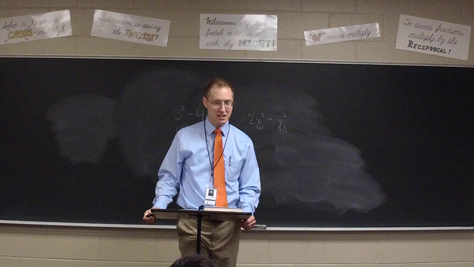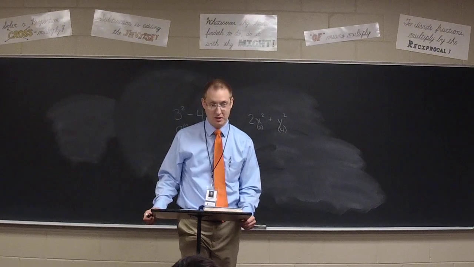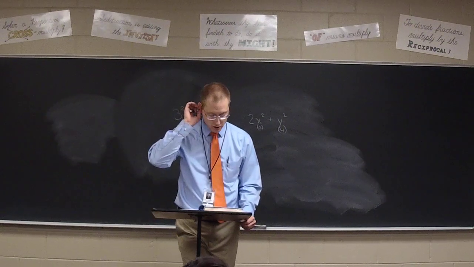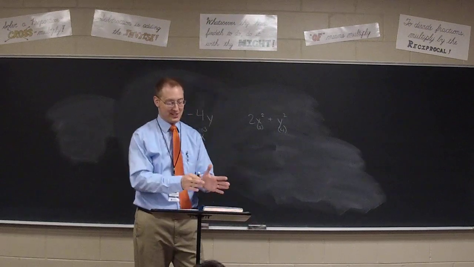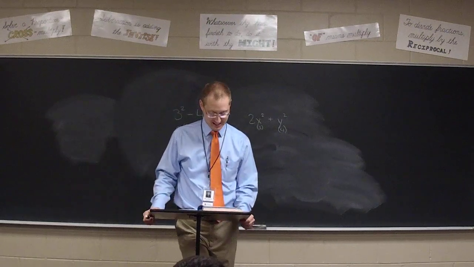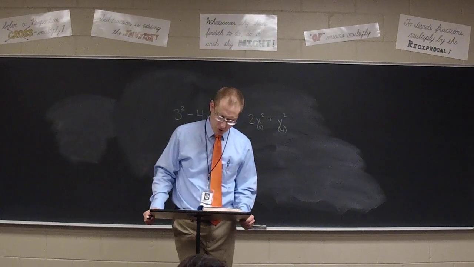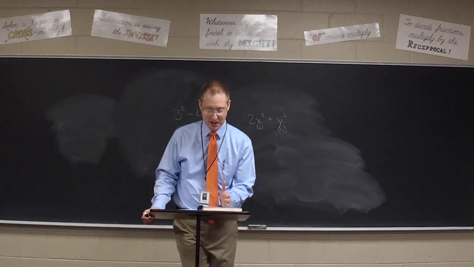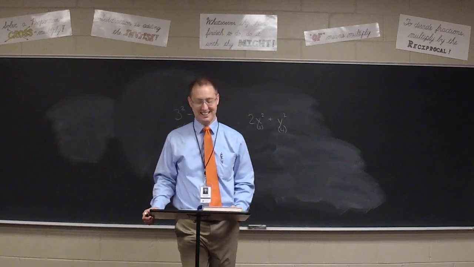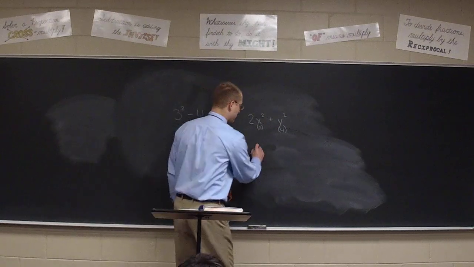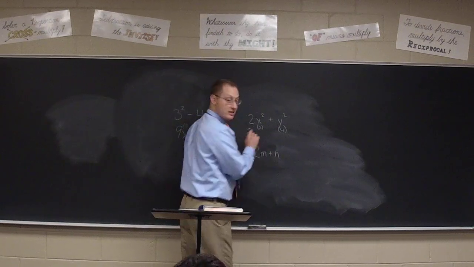Number 14, the square of the sum of 2m and n. What do you have here, Maddie? 25. Okay, that's the evaluation. What did you get for the representation, first of all? Like, what did you write in the second column where it says algebra? 2m plus n.